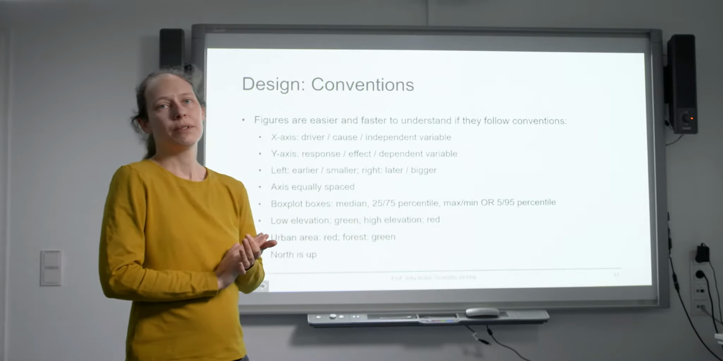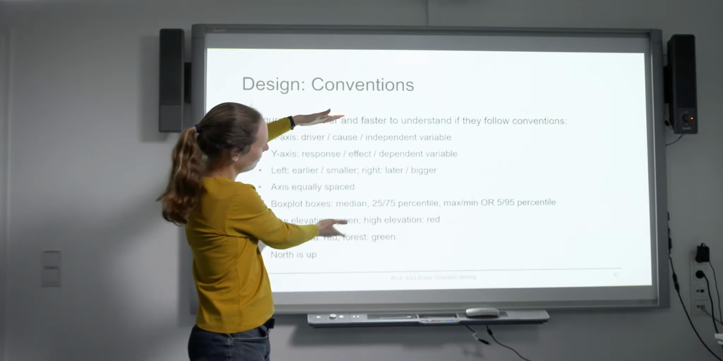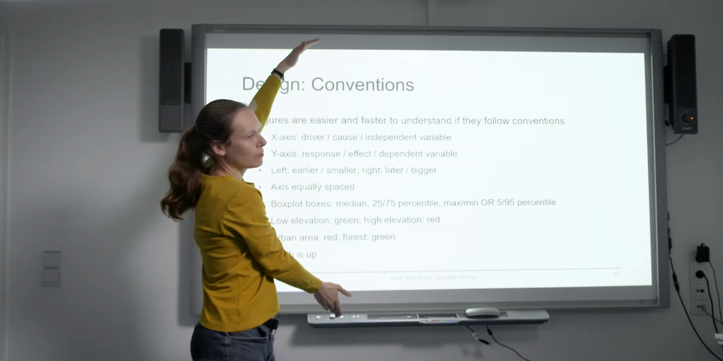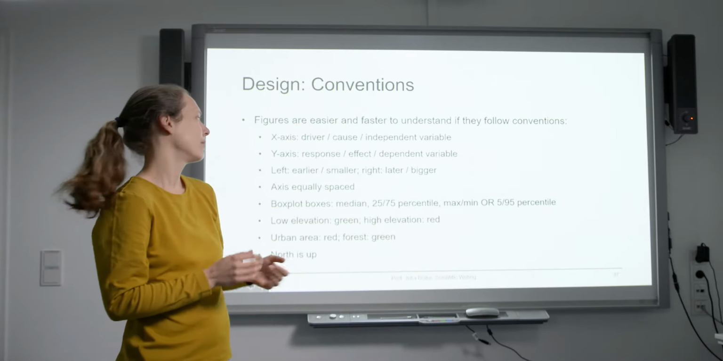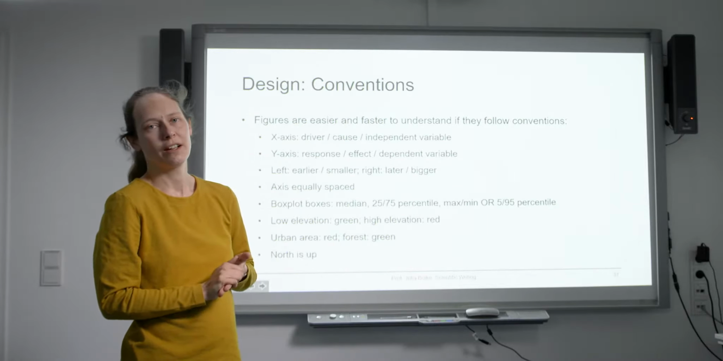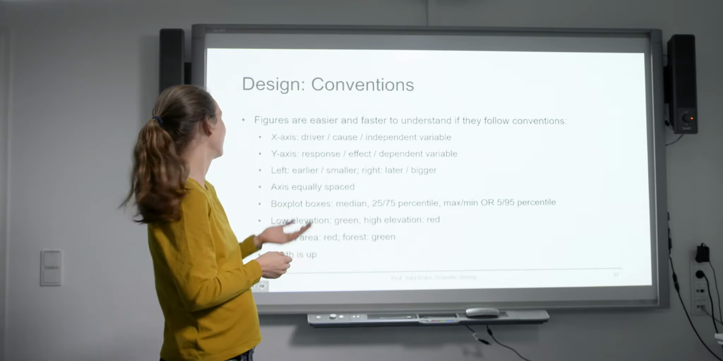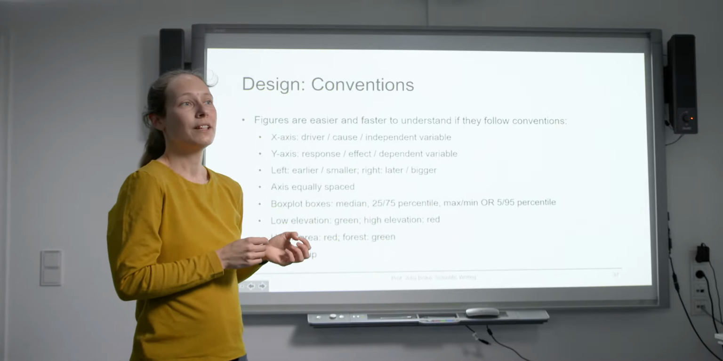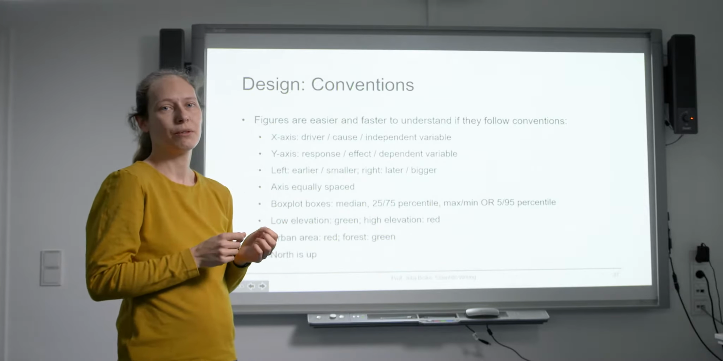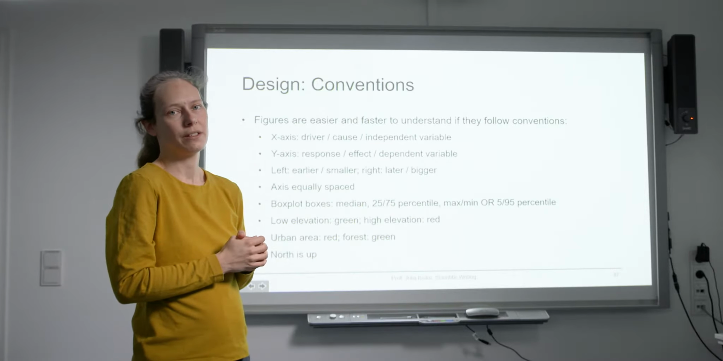Box plots, for example, usually show the median, then the 25th and 75th percentile, and the whiskers are either minimum and maximum of your data, or the 5th and 95th percentile. Of course, you can do it differently. That's the case with all of these. But if you do it differently, you definitely need to highlight it so people directly see that it's different, and you need to mention it in the caption.